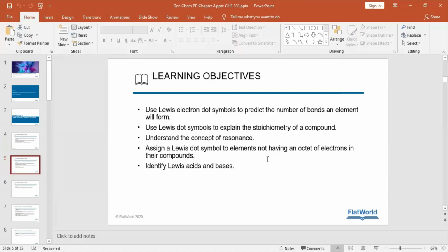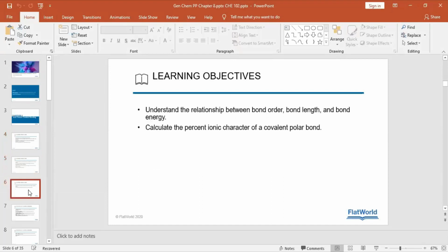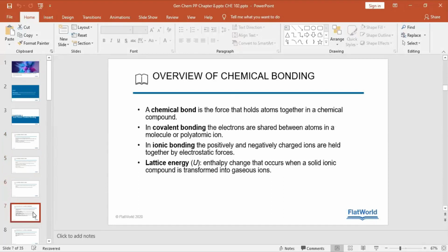We also discuss the concept of resonance. How do we assign a Lewis dot symbol to elements that do not have an octet of electrons in their compounds? Identifying Lewis acids and bases will also be a part of this chapter. Okay. So first, I would like to start with the overview of chemical bonding.